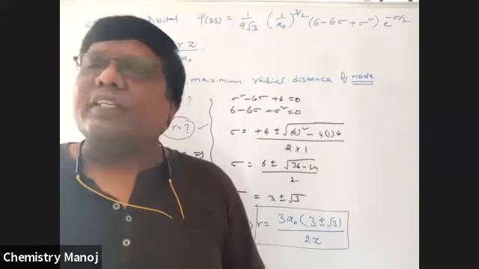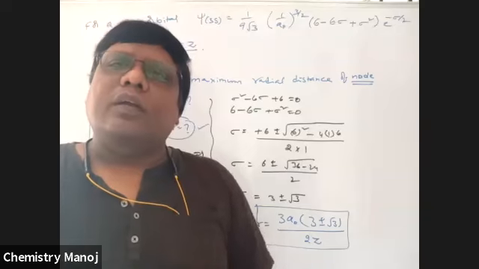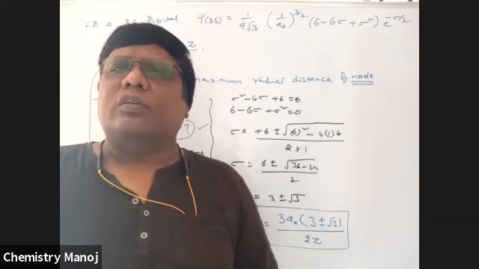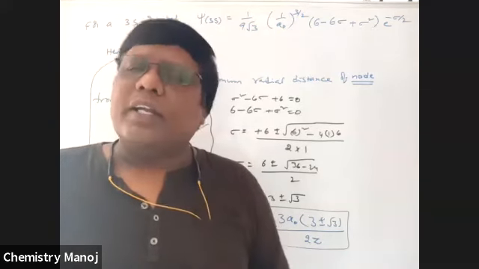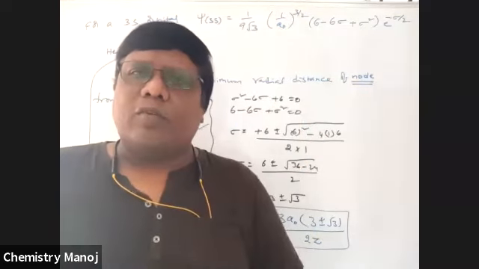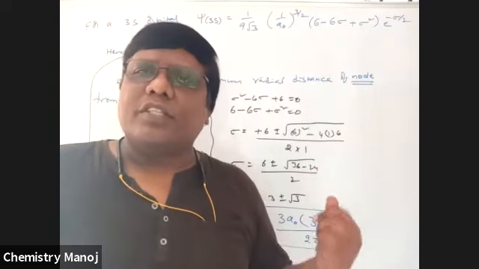Okay. Tomorrow we will discuss the different rules to write the electronic configuration: Aufbau rule, Pauli's rule, Hund's rule, and what the stability conditions are. All of this we are going to discuss tomorrow. So I think tomorrow will be the last class for this atomic structure.